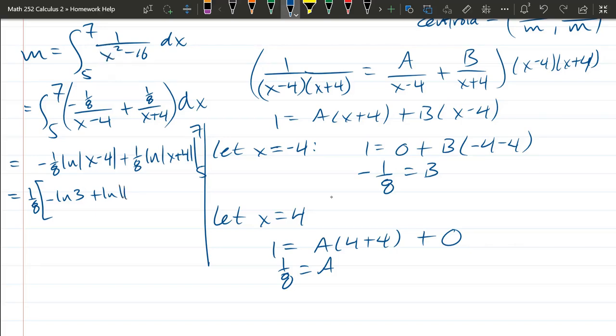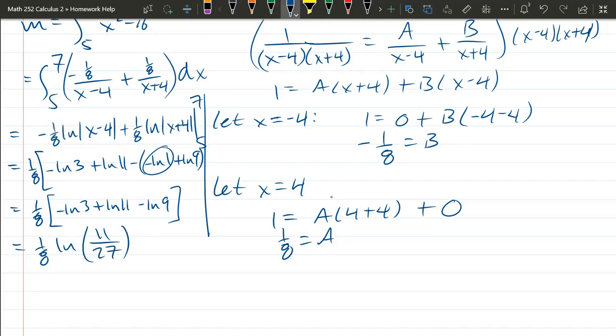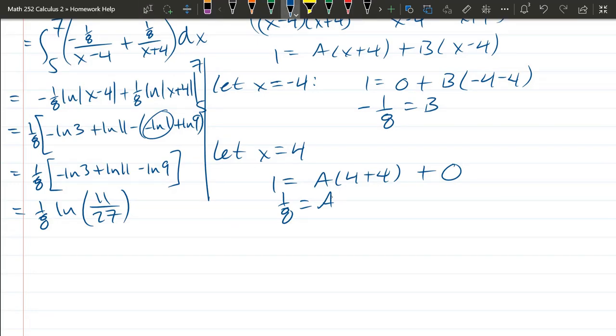All right, 7 plus 4 is 11. We're going to have decimals here. Hooray. And plugging in 5, minus negative ln of 5 minus 4, which is ln of 1, which is 0. And here we have plus ln of 5 plus 4, which is 9. So 1/8 times, okay, negative ln 3 plus ln 11, ln 1 is 0, that disappears, minus ln of 9. You could write it as a single ln, where the numerator is 11 and the denominator is 3 times 9, which is 27. It'll just be a little faster on the calculator, since you don't have to hit ln so many times. This is m.